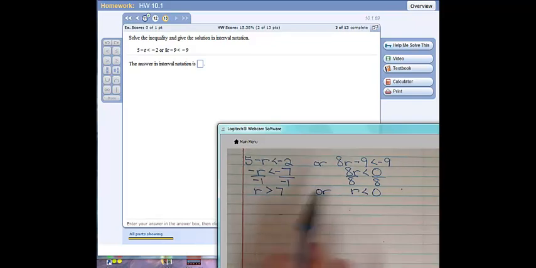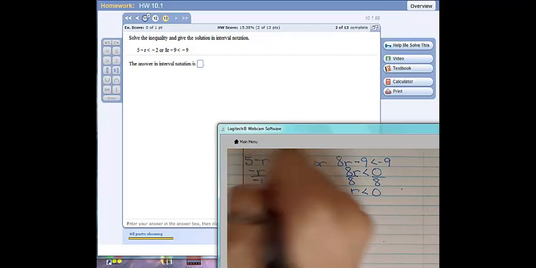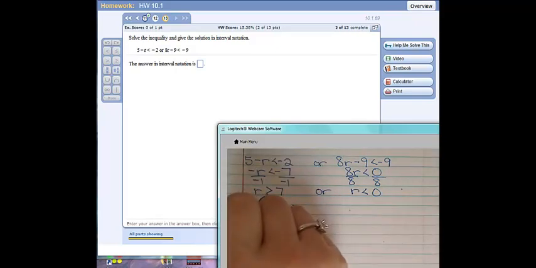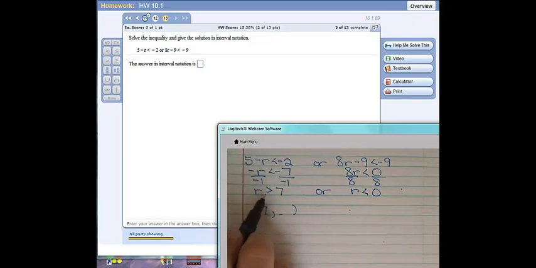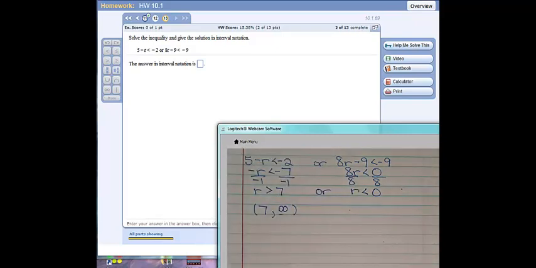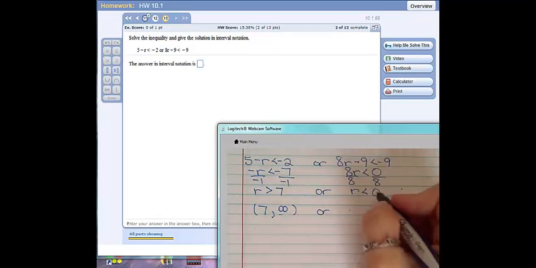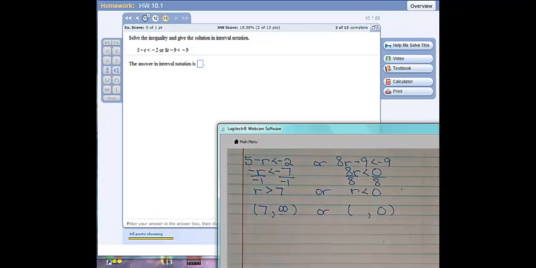So let's write this as interval notation. R is greater than 7 is going to be in parentheses. R is going to be a bigger number than 7. So 7 is on our low end, and we're not including it because it just says greater than. But it can go all the way up to infinity. Or r is less than 0. So 0 is going to be on our big end. And it can get as small as it wants. It can go all the way down to negative infinity.